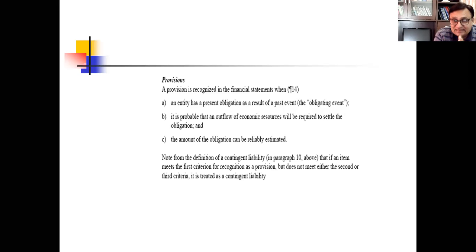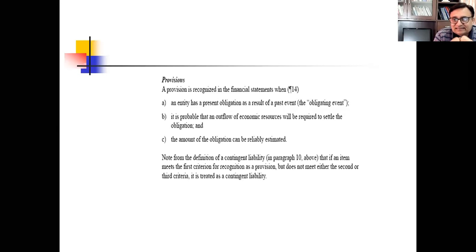But as far as the provision is concerned, it is an obligation because of a past event. It is probable that a future economic outflow will occur, and it is possible to measure that economic obligation. Then you will definitely make a provision in the financial statement itself and show it in the statement of financial position. So note from the definition of contingent liability that if an item meets the first criterion of recognition as a provision but does not meet the second criterion, it is treated as a contingent liability. So if all three conditions are fulfilled, then it will be a provision.